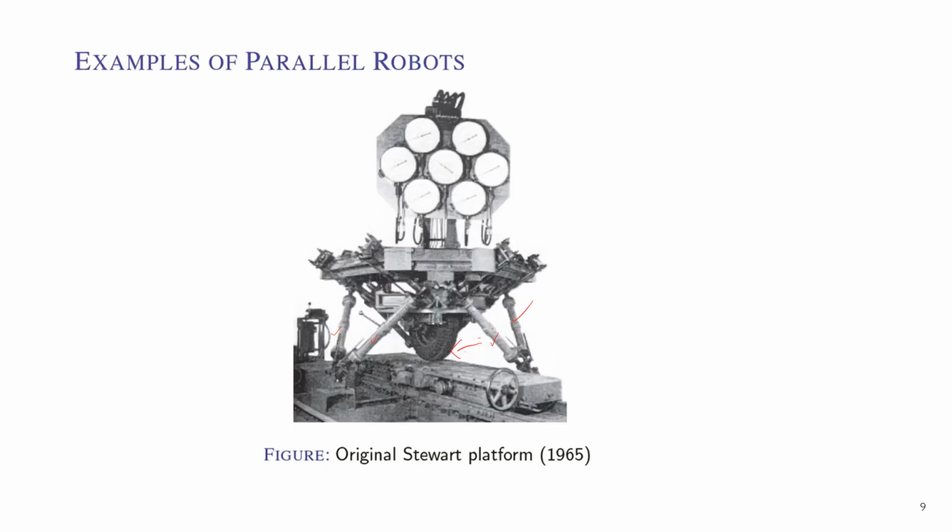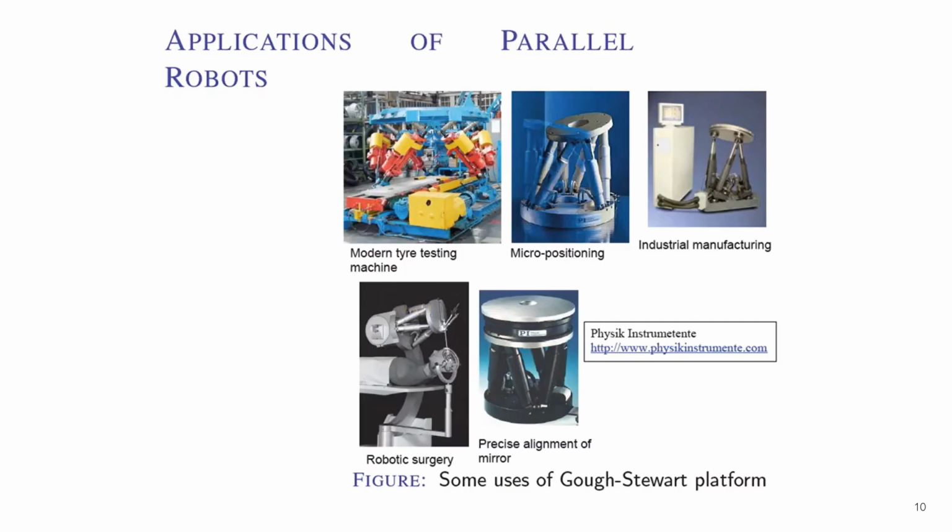This wheel is driven by a conveyor belt, and the mechanism lets the operator measure the wear and tear of the tire under various conditions. And here you can see different applications of parallel manipulators: tire testing, micro positioning, manufacturing, and even robotic surgery. For precise positioning applications, we most commonly use parallel manipulators.